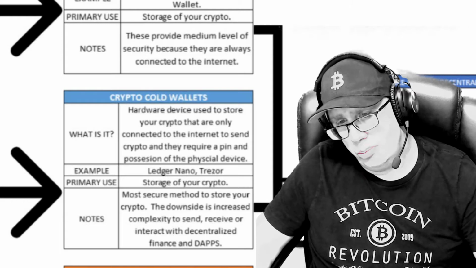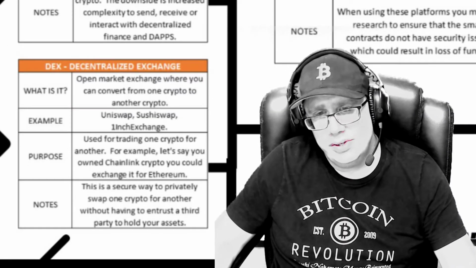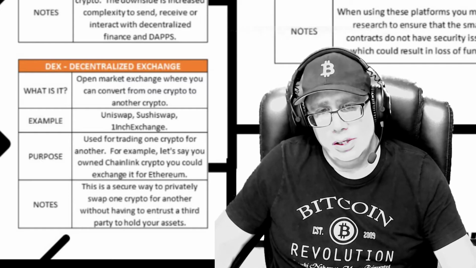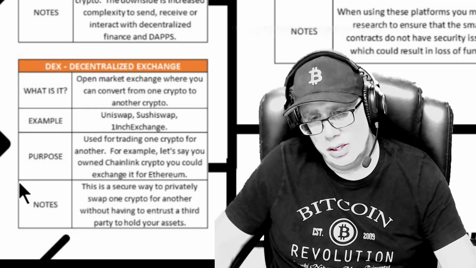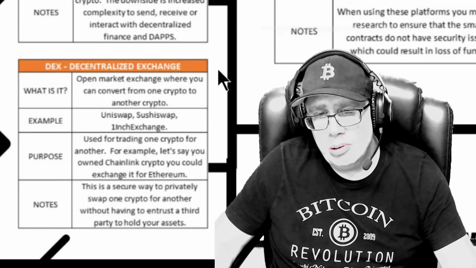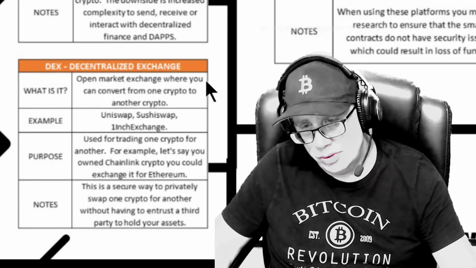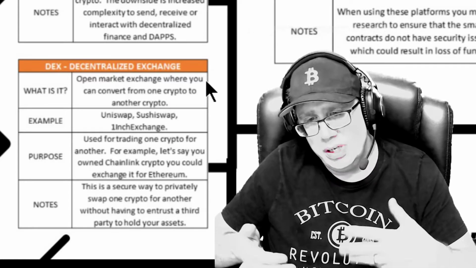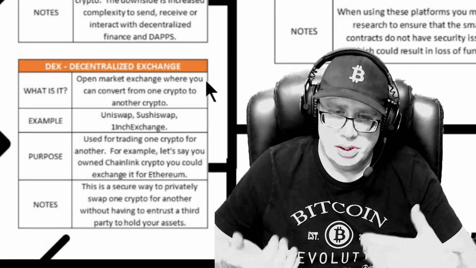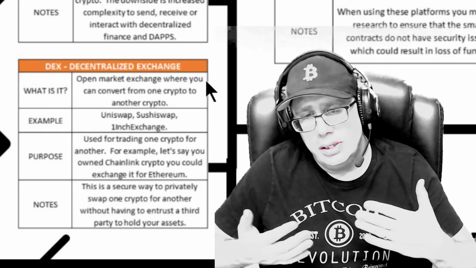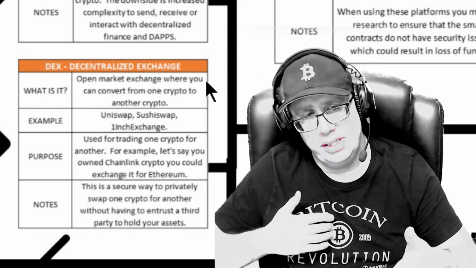Next, and kind of jumping, we have decentralized exchanges. Okay, these are exchanges that actually talk to your hot wallet or your cold wallet. These are an open market where you can convert one crypto to another. Uniswap, SushiSwap, 1inch exchange. So what does this mean? This means it allows you to swap crypto without giving your assets to somebody else. It's a clean swap, just the one transaction.